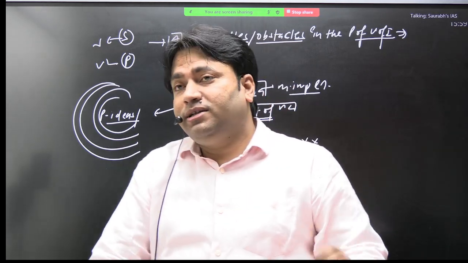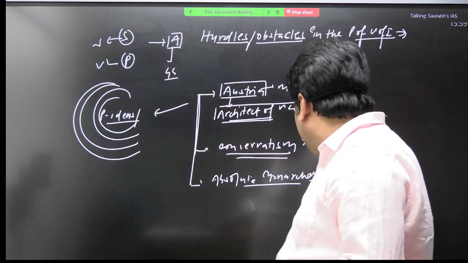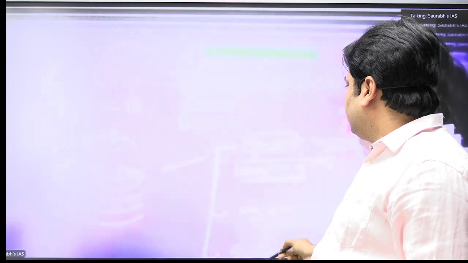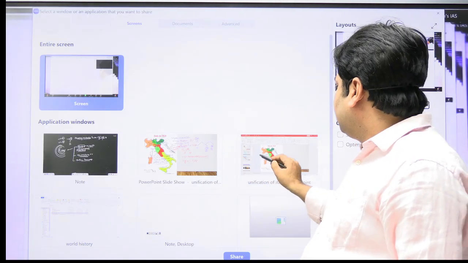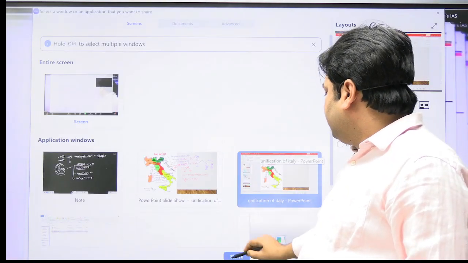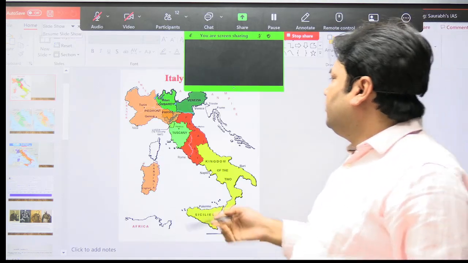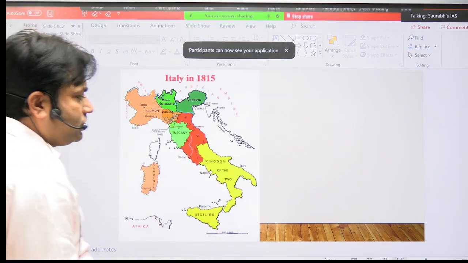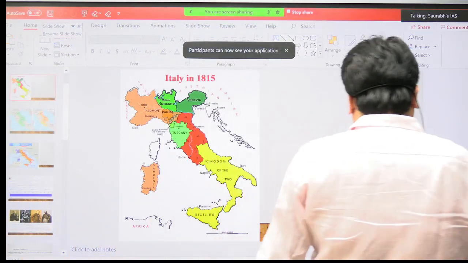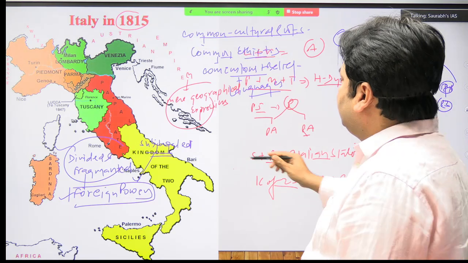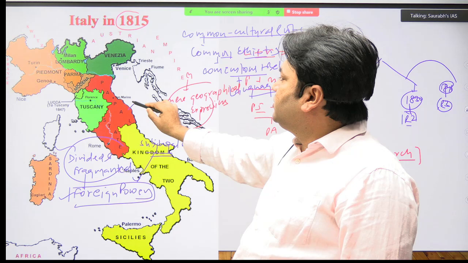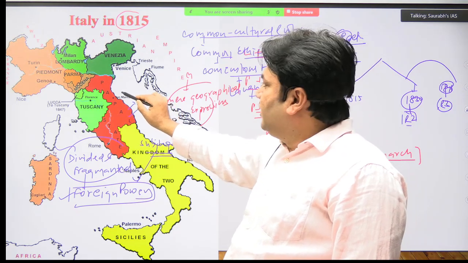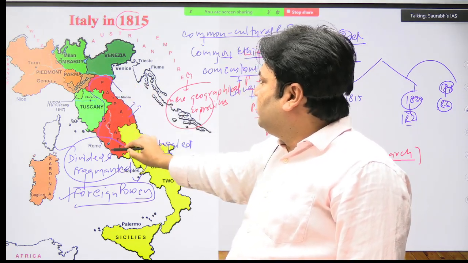And now the next and the most important hurdle is what? Okay, when we discuss the map, I am coming to the map. So look at this map, we'll find what you see here. In the central position there is the location of which state? Papal states. And Papal states is ruled by whom?